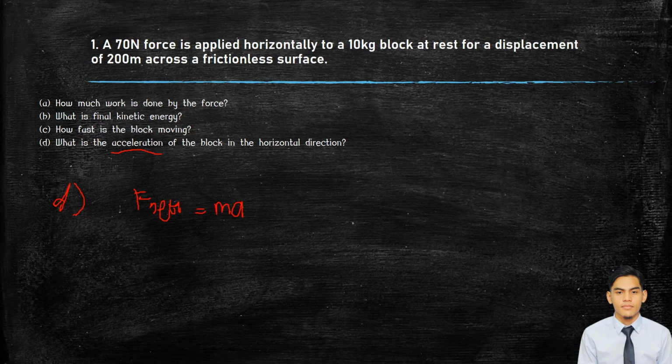So here the F was given because it is on a frictionless surface. So the net force here is 70 equals to, the mass is 10 kg and acceleration here. So the acceleration here is equal to 7 meter per second squared. So we're done for all of this question.